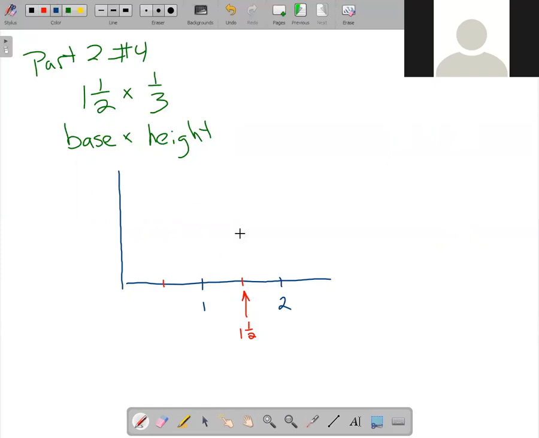Then I try to measure that same 1 distance upward. I think that's going to be about there. And then I have to split that into thirds, which is probably about right there. And maybe I'll pick this down there to be my 1/3. So my answer is this rectangle right here, but I got to figure out what part of a hole that is.